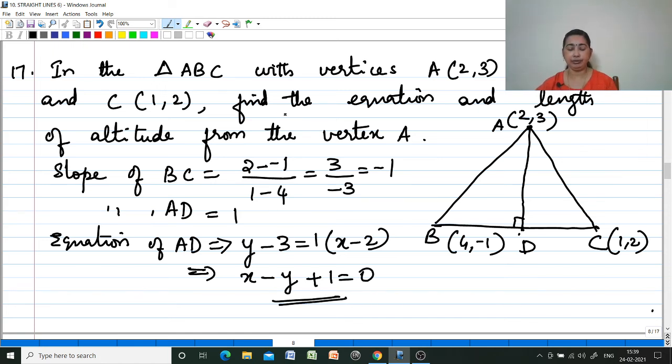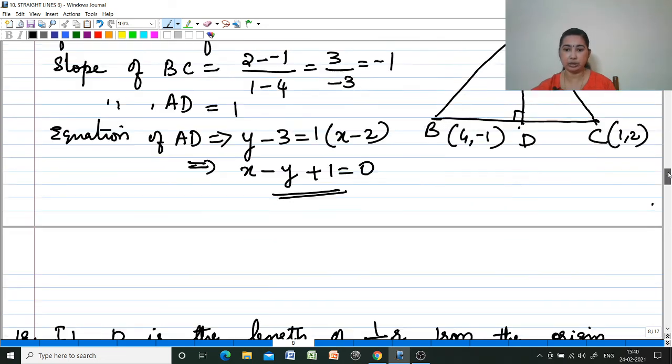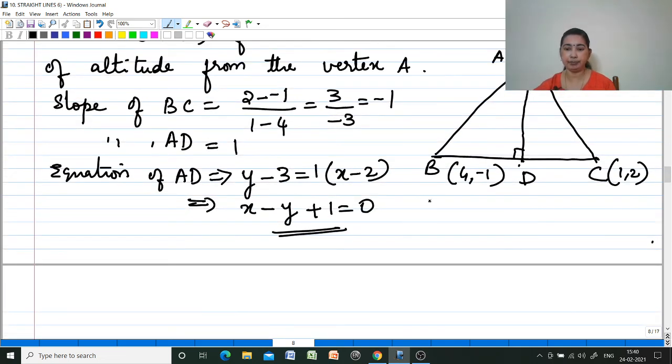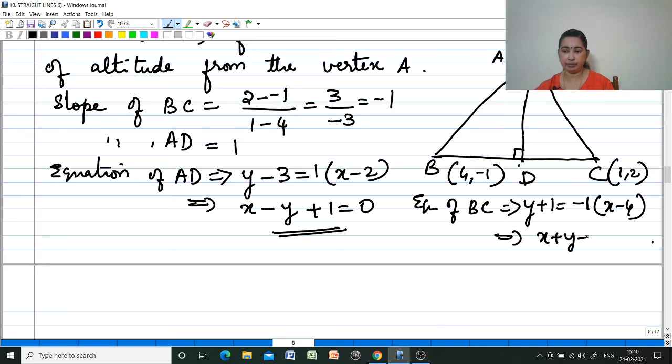Now we have to find the length of the perpendicular, or the length of this altitude. For that, we have to find the equation of BC also. What is the equation of BC? The equation of BC is y minus y1. Any one point you can take. y plus 1 is equal to minus 1 into x minus 4. That is x plus y minus 3 equal to 0, the equation of BC.